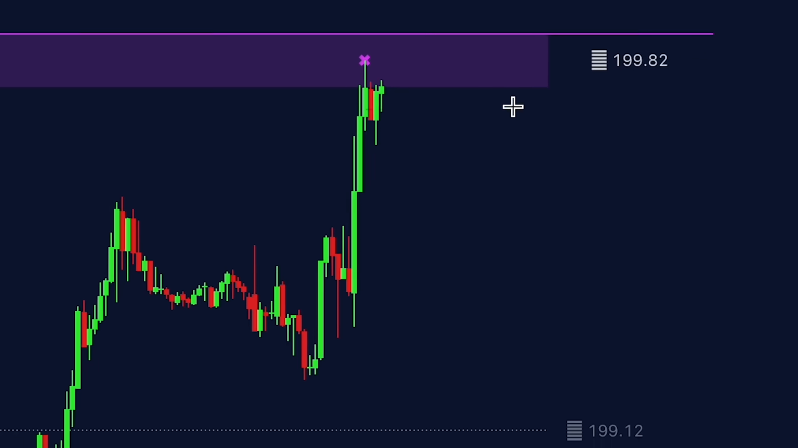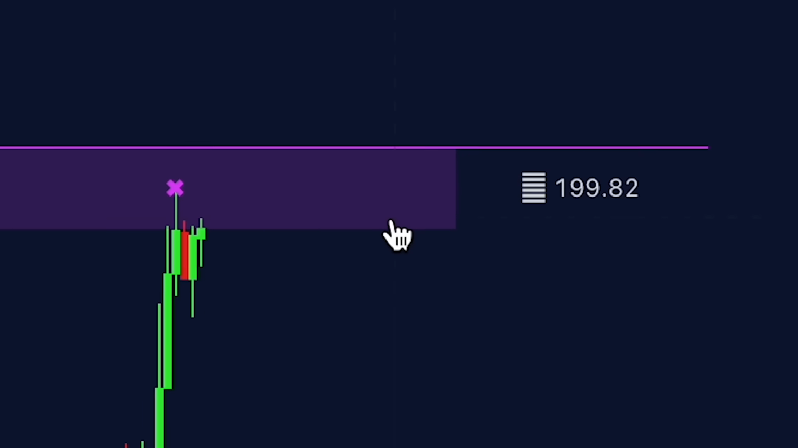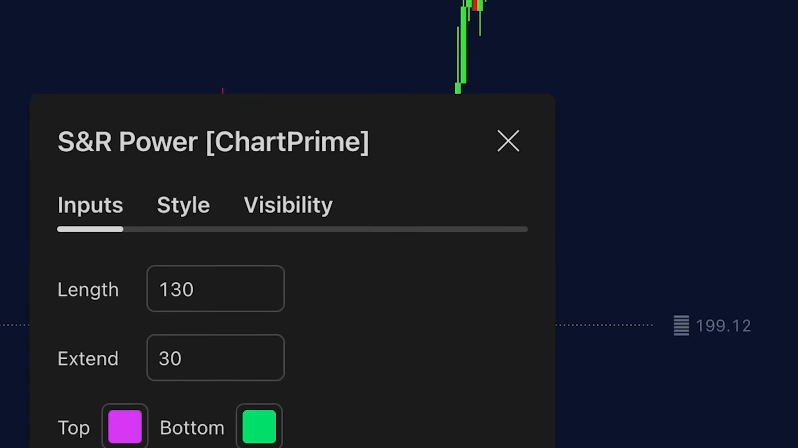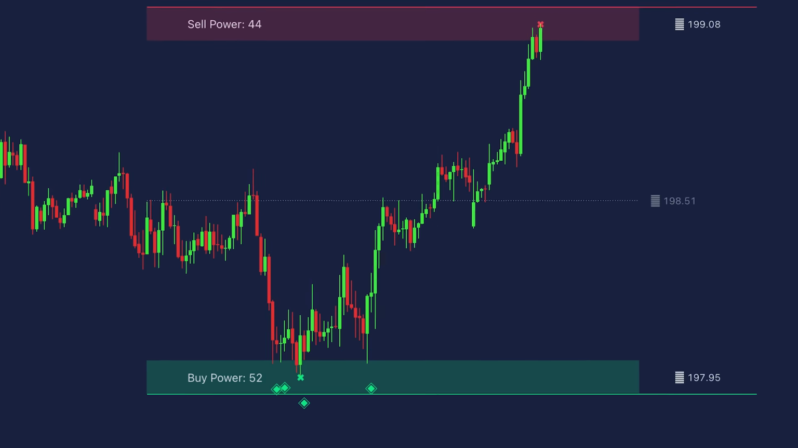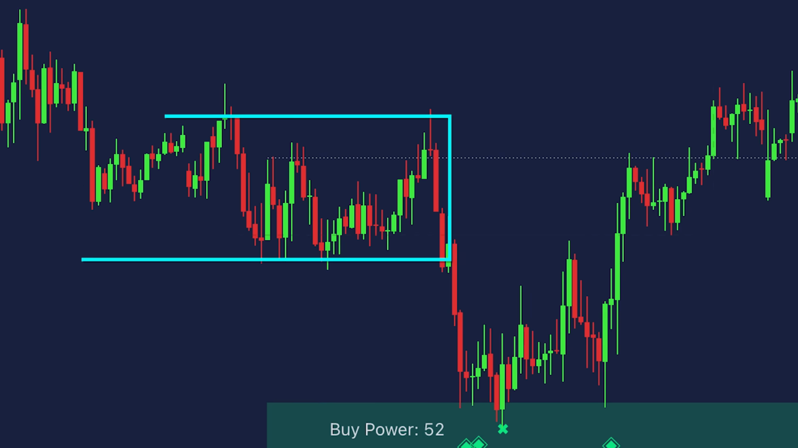Now, to get the most accurate signals possible with it, let's get your settings right. Double-click on the indicator to open the settings panel. You'll see that the default length is set to 130 bars. I've found that adjusting this to 100 gives you much more reliable power calculations for most time frames, because this longer period captures a broader market structure while filtering out retail noise.